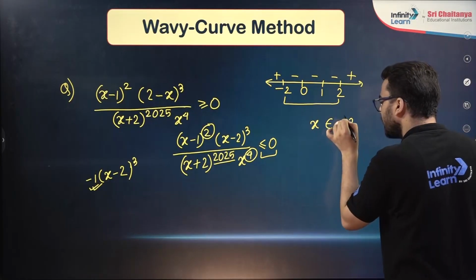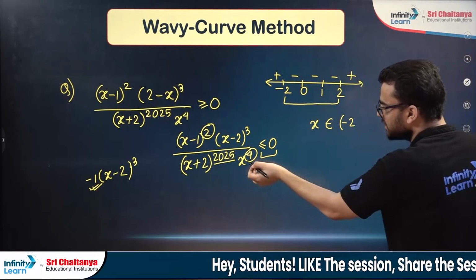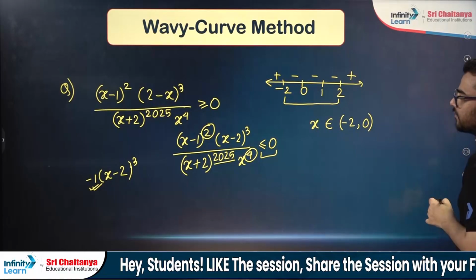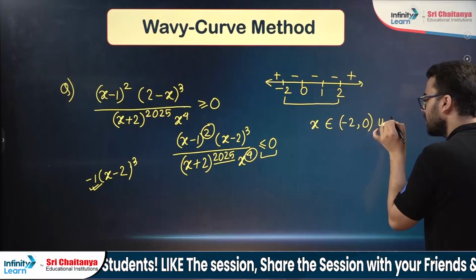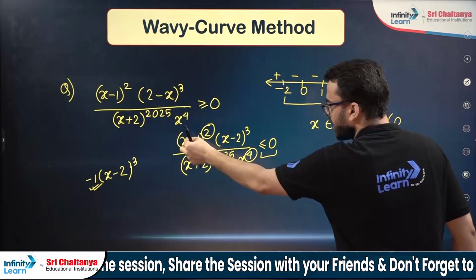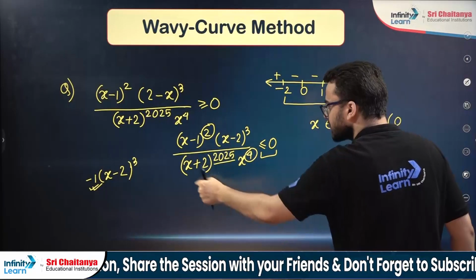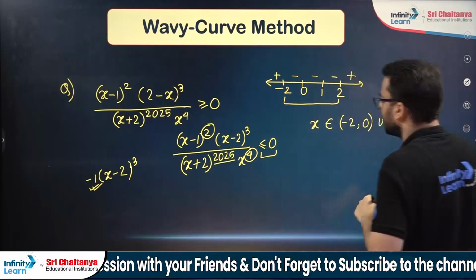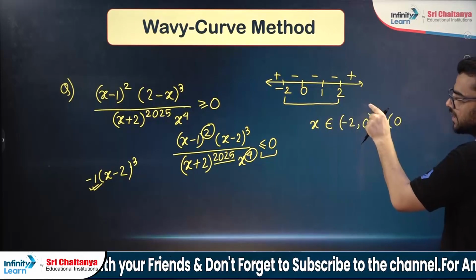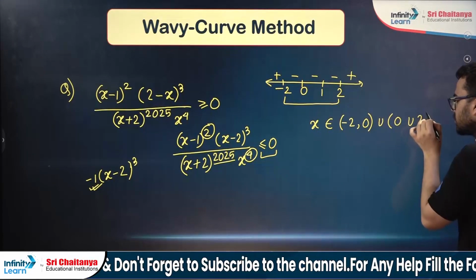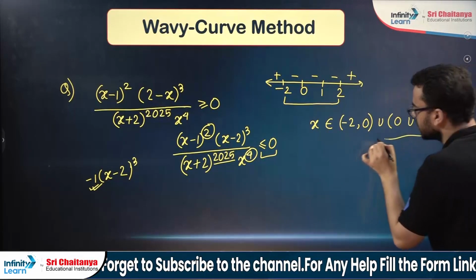So open interval minus 2. Similarly, 0 can't be taken, so till 0 you have to break the interval. Union, you see 0. But 1 can be taken, because x equal to 1 will make this expression 0, which is possible because it is equal to 0 as well. So 1 can be taken. Similarly, 2 can also be taken. So 0 to 2, closed interval. So this is the solution over here.